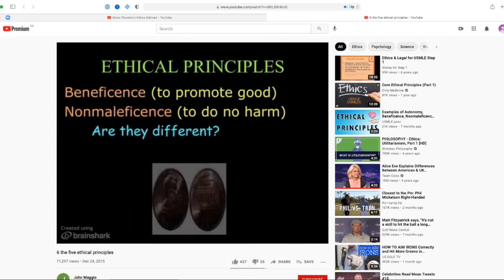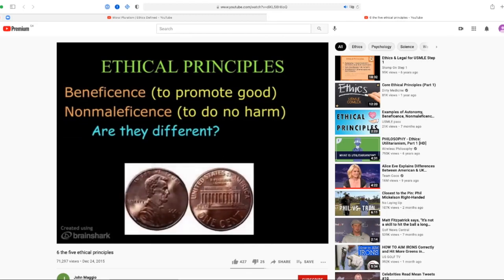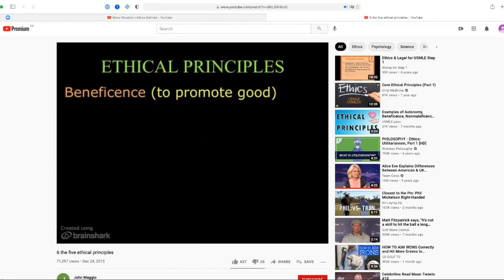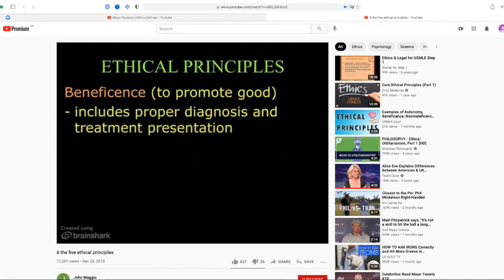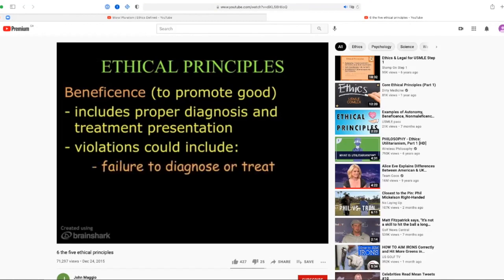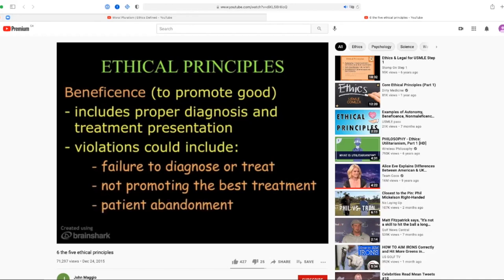Are they different, or are they just 2 sides of the same coin? Well, the ADA lists them separately, so I will do the same. Beneficence involves promoting good. This could include proper diagnosis and proper treatment plan presentation. Violations could include failure to diagnose or failure to treat, not promoting the best treatment, or patient abandonment.